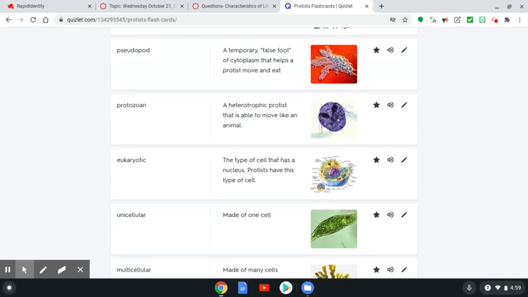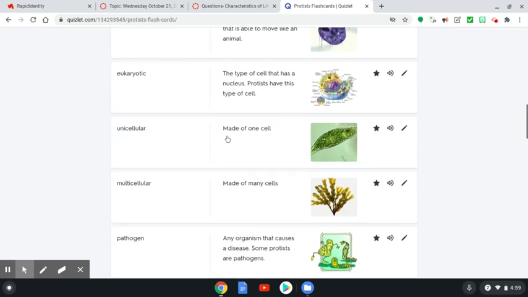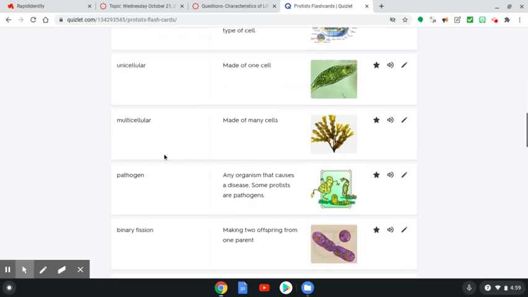A protozoan is a heterotrophic protist that is able to move like an animal. Eukaryotic is the type of cell that has a nucleus, and protists have this type of cell. Unicellular means it's made of one cell. Uni is a prefix meaning one. Multicellular, it's made of many cells. Again, multi is a prefix that means many.